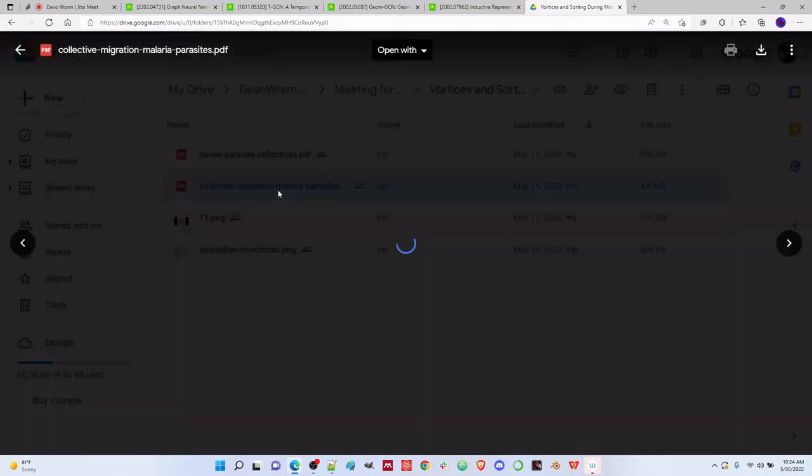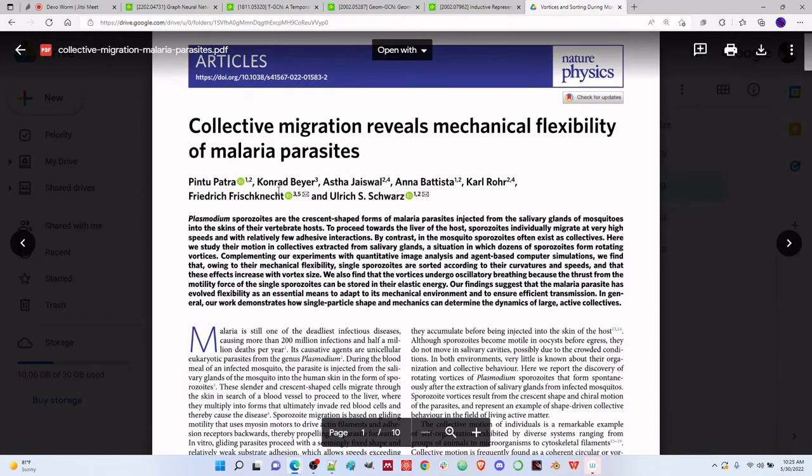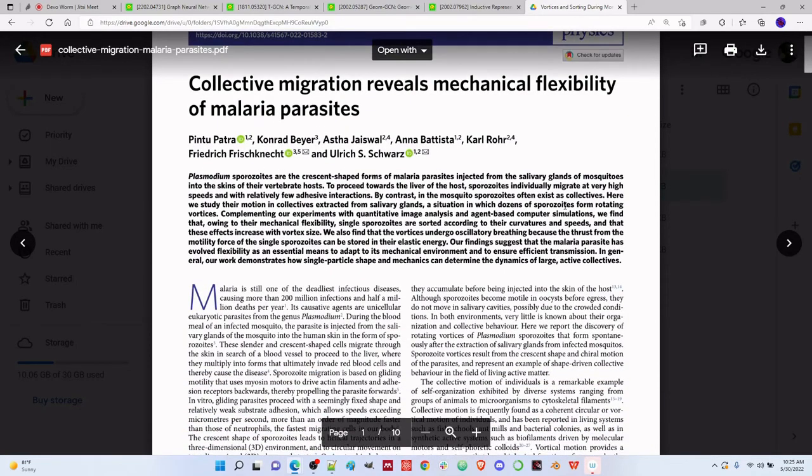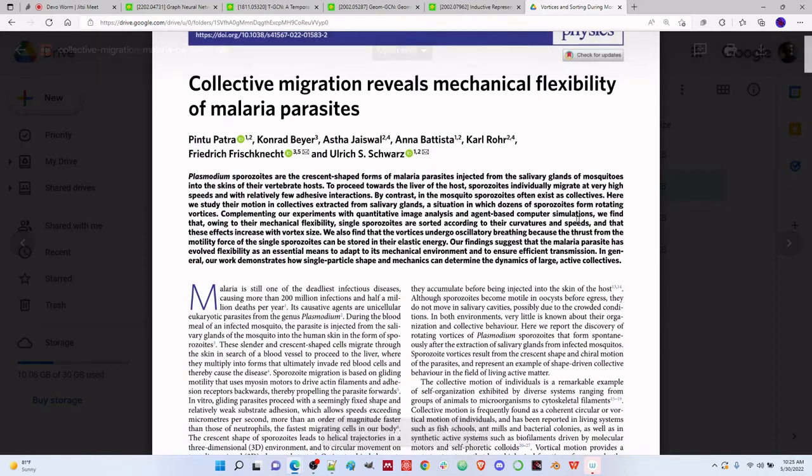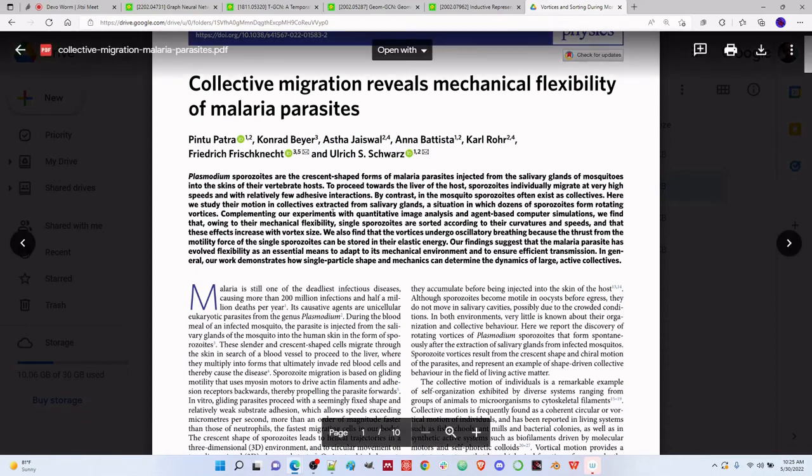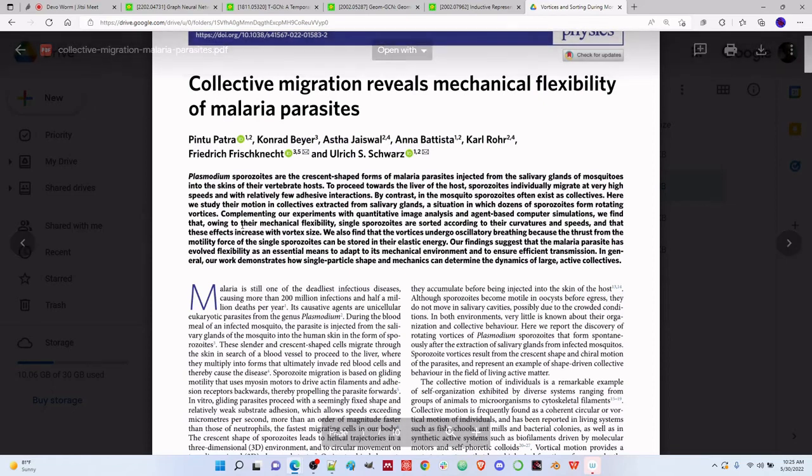The paper itself here is also in Nature Physics, and they talk a little bit more about this. They do some agent-based computer simulations. They do image analysis, they quantitate that image analysis, and they build the simulations from the data. They basically make the same observations, that the mechanical flexibility allows single sporozoites to be sorted according to their curvatures and speeds, and that these effects increase with vortex size. So the vortex size is limited by the phenotype and the way that the phenotype behaves in the collective.